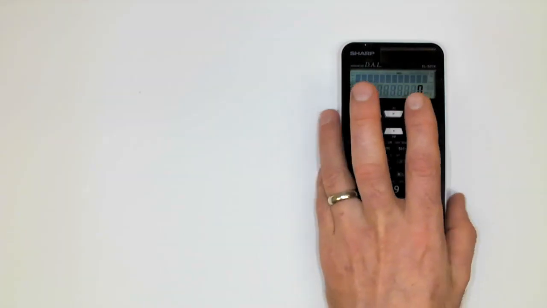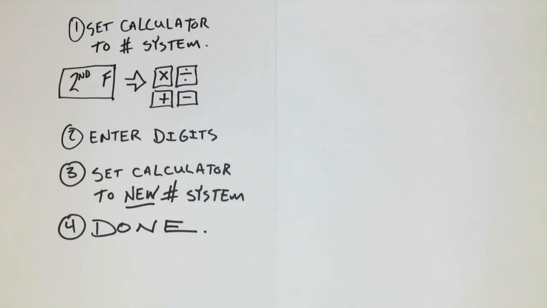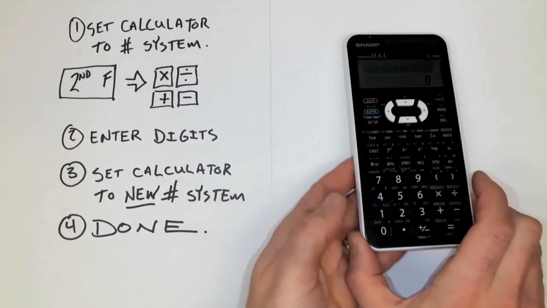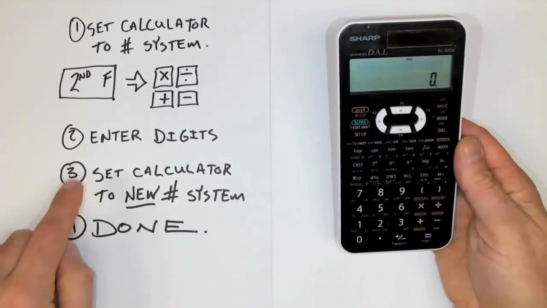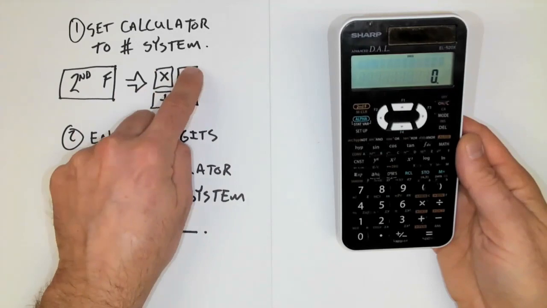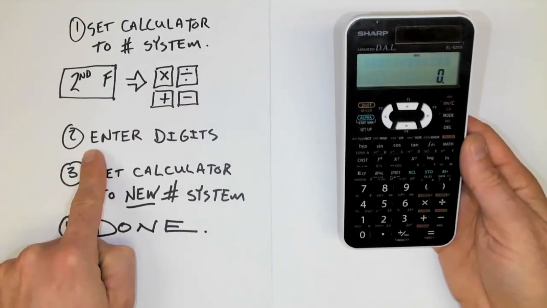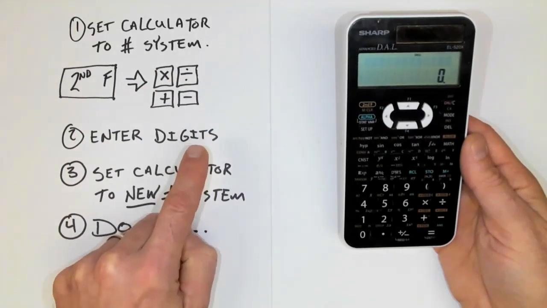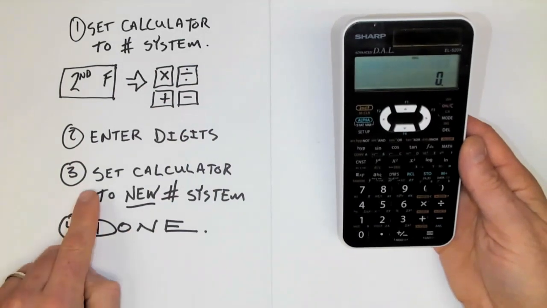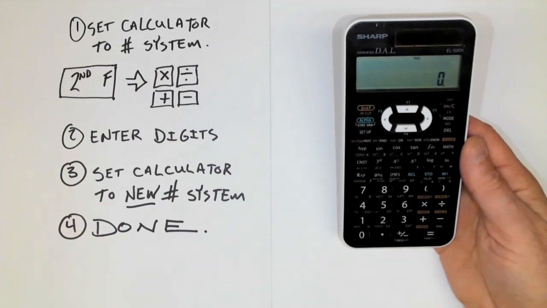Now, how do we actually utilize the calculator? Well, it's pretty straightforward. What we're going to do is first set the calculator to the numbering system that we want. The way we do that is we press the second function button and then one of these four keys based on what numbering system we want to enter into the calculator. We then enter the digits. And then if we want to convert it, because that's really all we're doing here, converting between different numbering systems, we set the calculator to the new numbering system and presto changeo, you're done.